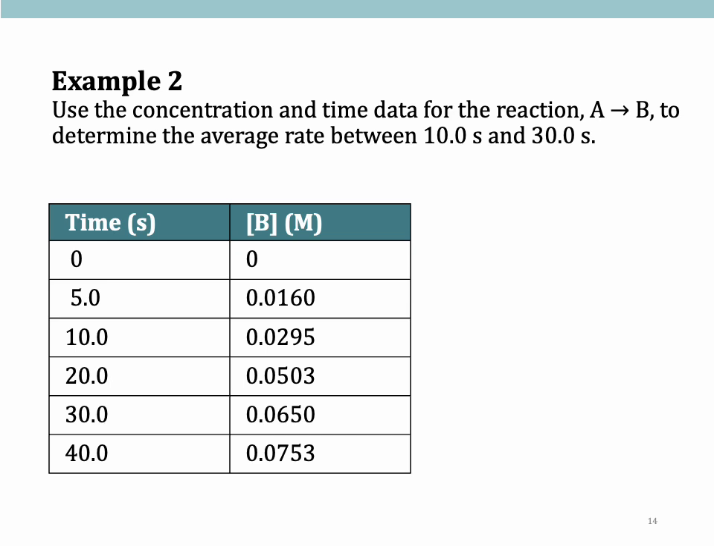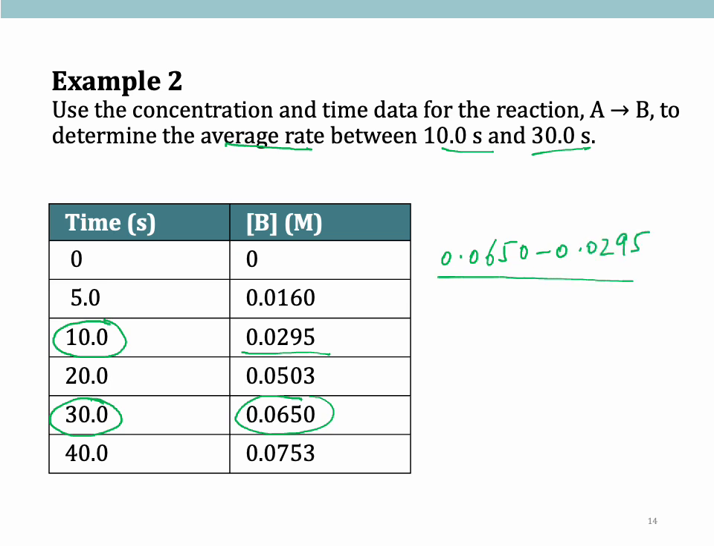For example, like this, use the concentration and time data for the reaction A to B to determine the average rate between 10 seconds and 30 seconds. So I just need average, which means 10 seconds is this, 30 seconds is this. So final concentration 0.0650 minus initial concentration 0.0295 molar divided by change in time, which is 30.0 minus 10.0. Just take the ratio, plug those in, and that would be your average rate around this time. So average you can find just by subtracting, but if you want instantaneous, you need to make a graph.